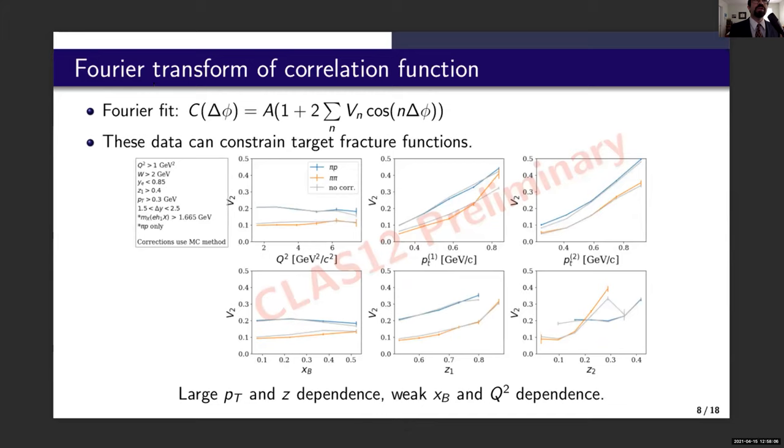We have done Fourier transformations on the correlation function, as I show right here in the formula. The data shown here can constrain target fracture functions. Here I show the v2 parameter of the Fourier transform. We see that there's not much dependence on Q squared or x Bjorken, but there is a much larger dependence on the transverse momenta of the two hadrons and on the z of the two hadrons. The gray represents without doing the correction using the Monte Carlo or the event mixing. Here for the preliminary, I'm using the Monte Carlo method for the corrections, and the color is where you're using the corrections. So the corrections have a small effect.